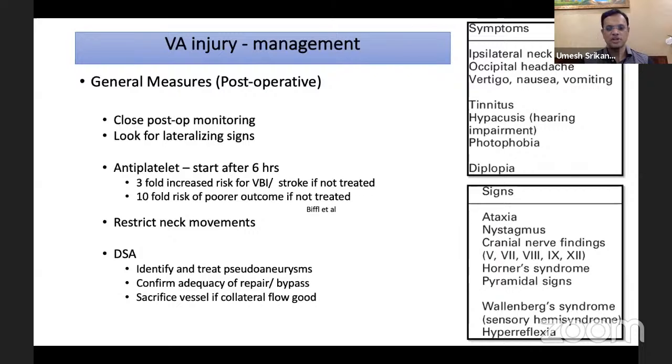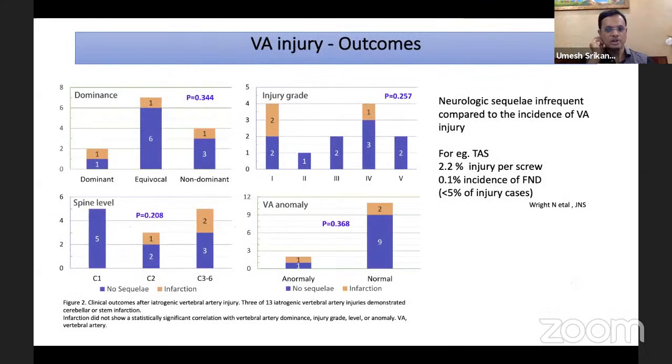Postoperative neck movement should be restricted, and of course DSA has to be done in order to identify and treat pseudoaneurysms, as was already mentioned. Fortunately, the majority of vertebral artery injuries, even on the dominant side, usually do not result in significant postoperative neurological deficits. Even, for example, in a transarticular screw, as has been described by Wright et al.